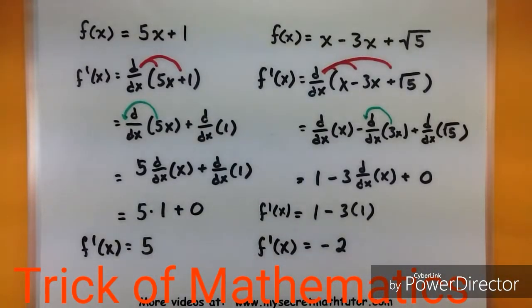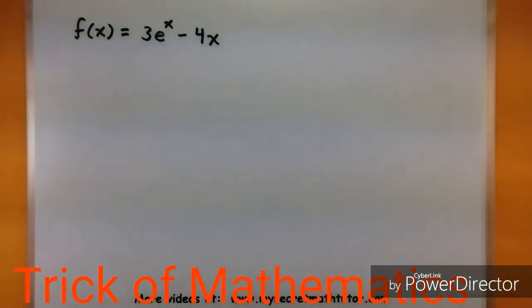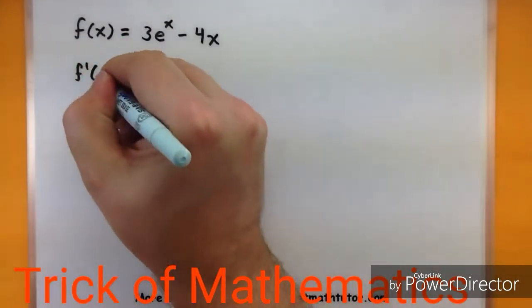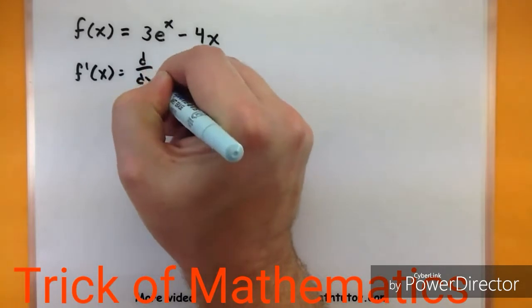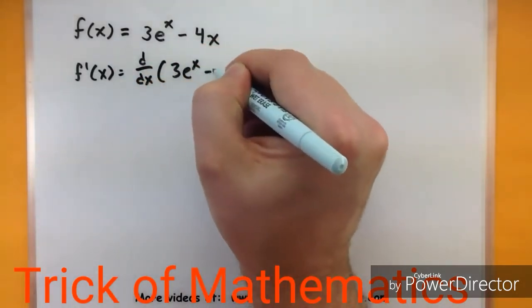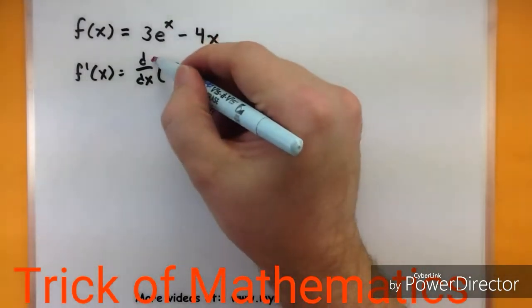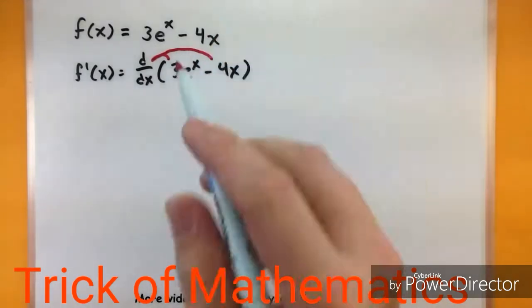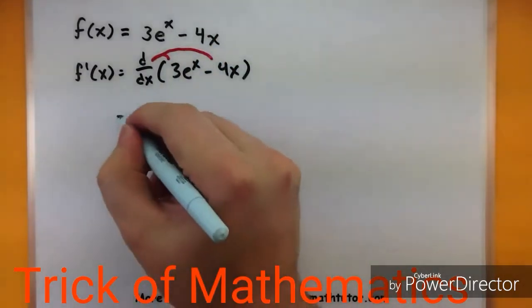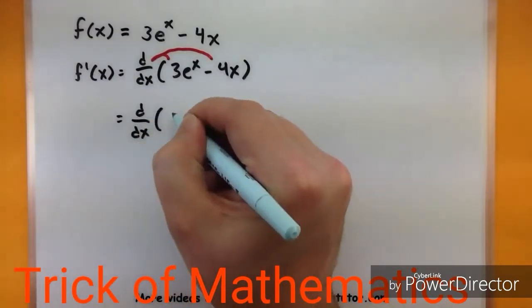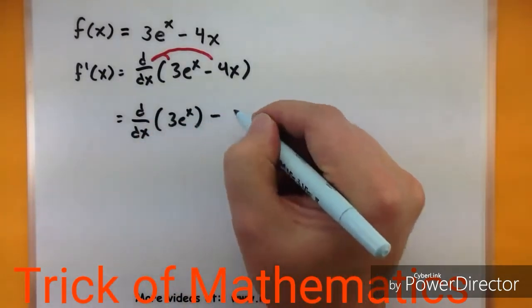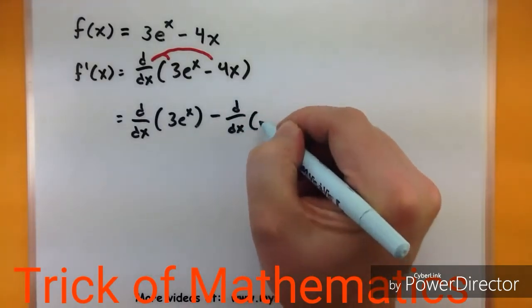Alright, looking good. Hopefully it's starting to get a little bit more solid. Let's look at one last example, and we'll see how it goes. In this last one, I have f of x equals 3 times e to the x minus 4x. So our derivative of f: we need to figure out the derivative of 3 e to the x minus 4x. We'll start off by taking our derivative operator and putting it on each of the pieces. So now we're looking at the derivative of the first piece minus the derivative of the second piece.